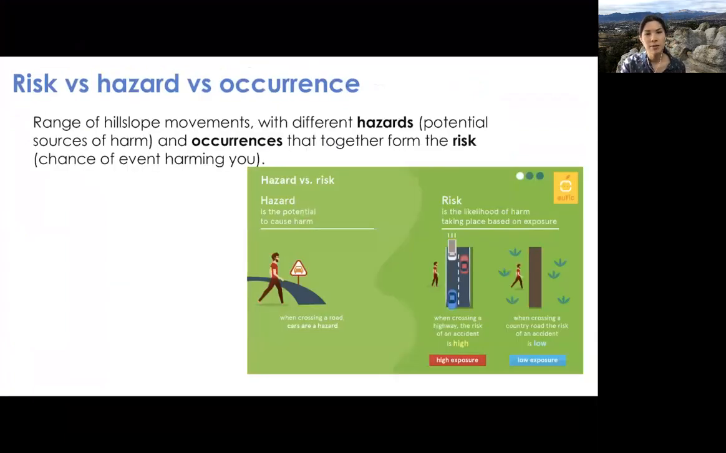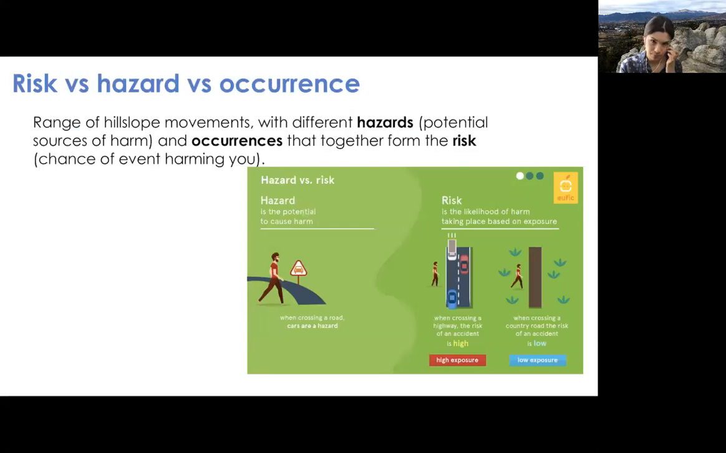And so before we do this, though, I wanted to back up a second and talk about the overall theme of today, which is landslide risk. So now that we're getting into different types of hill slope movement, this is a good time to assess what hazards are versus occurrence versus risk. So the hazard is going to be the potential source of harm, and the hazard may have a different frequency depending where you are. And so that frequency dictates the occurrence, and those taken together inform the risk, which is that chance of the event harming you.